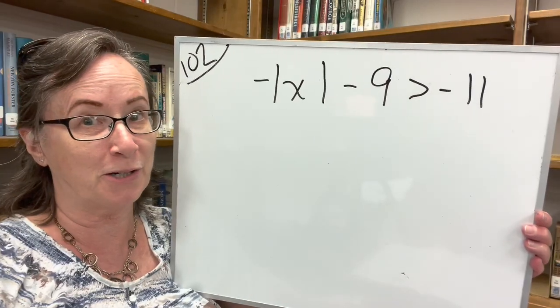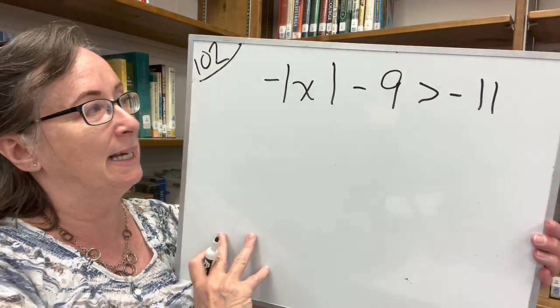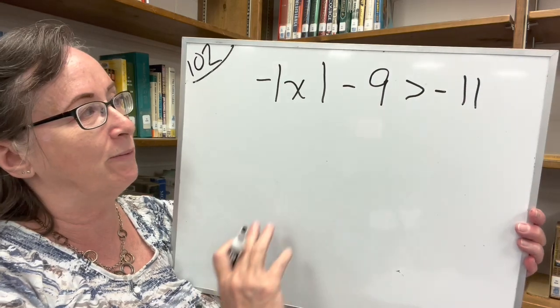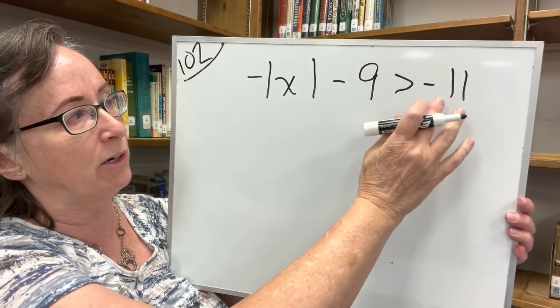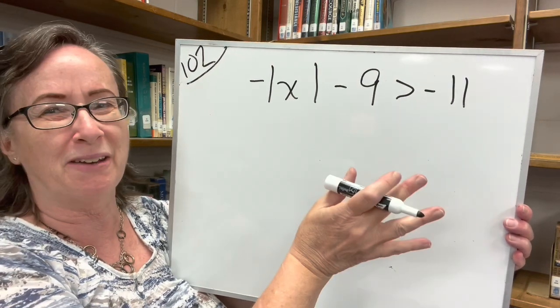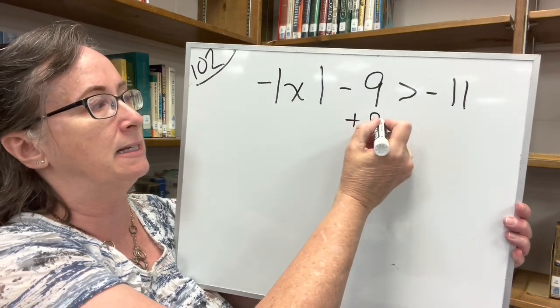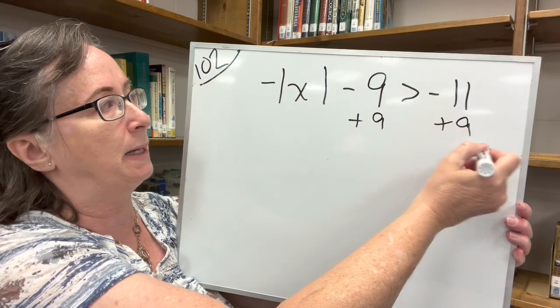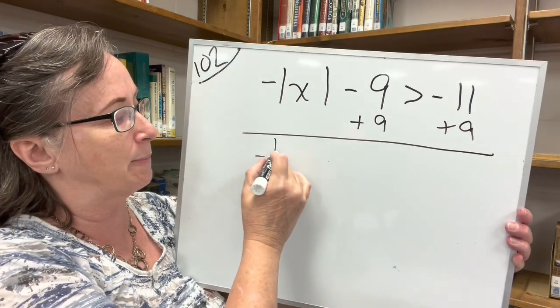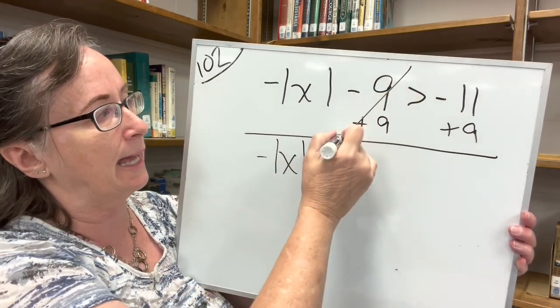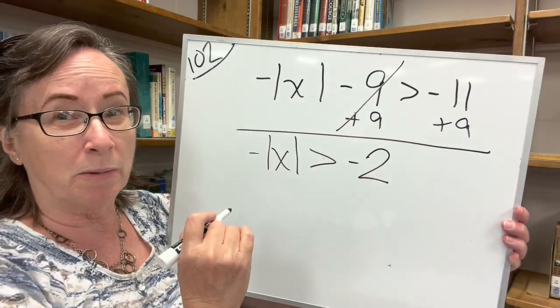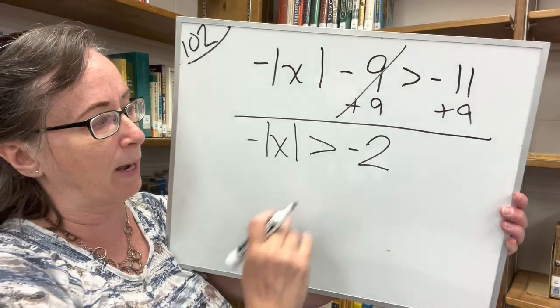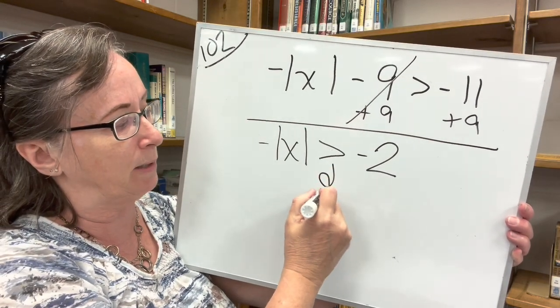Okay, here's your first practice problem of 2. So we've got negative absolute value of x minus 9 is greater than negative 11. So we want to get rid of the minus 9. Let's add a 9 to both sides to clean it up a little bit. So we get negative absolute value of x, this cancels, greater than negative 2. So now we're going to multiply both sides by negative 1 and flip this sign around when we do it.